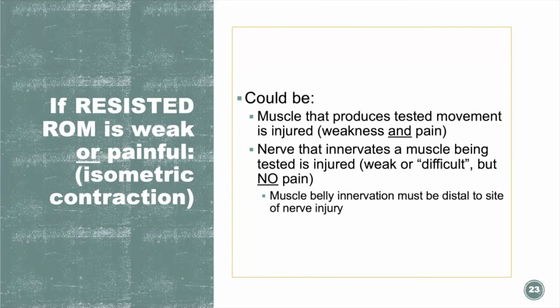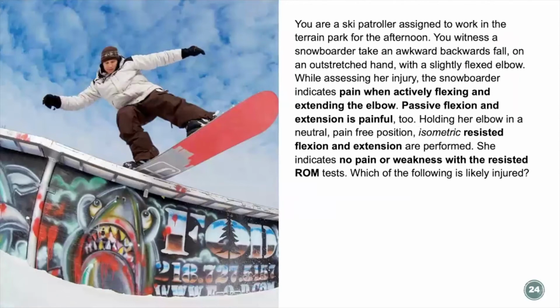And again, the muscle belly innervation has to be distal to the site of that nerve injury in order for that to be correct. So that's what we're going to see. We would not see any painfulness if it was a ligament. So you'll notice that is not listed here. Okay, so let's use this a little bit to talk about how we could actually approach questions like this.